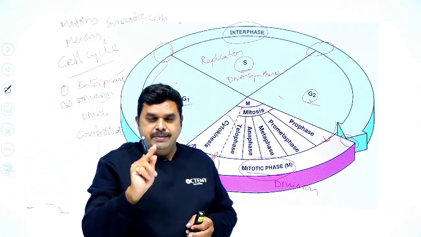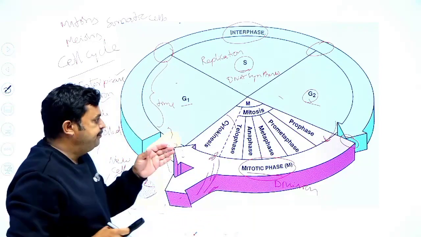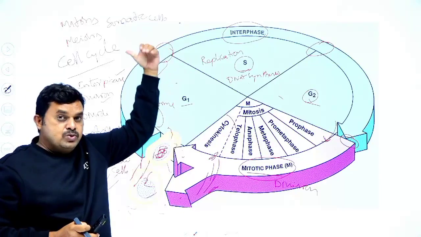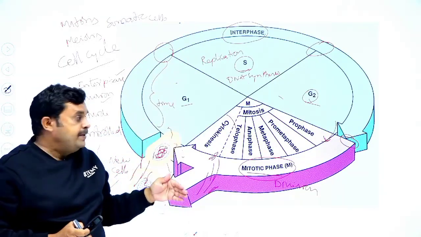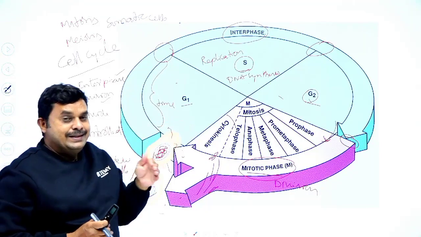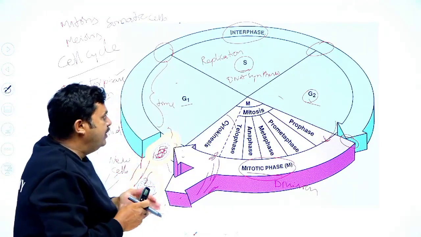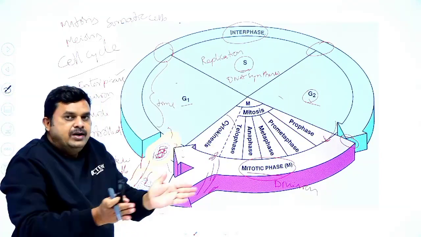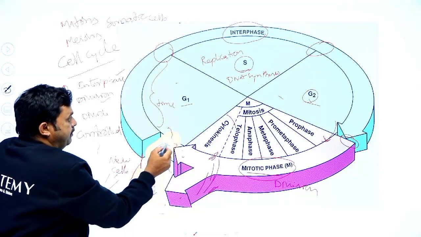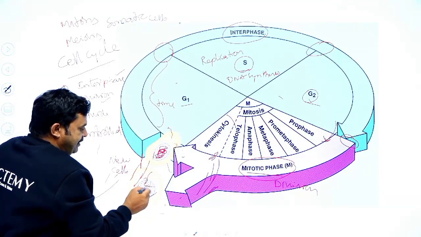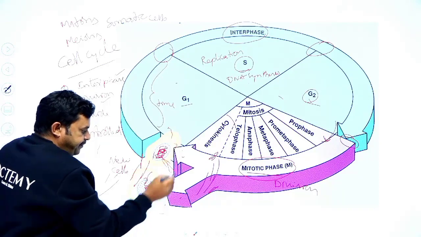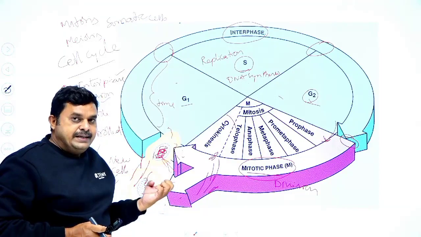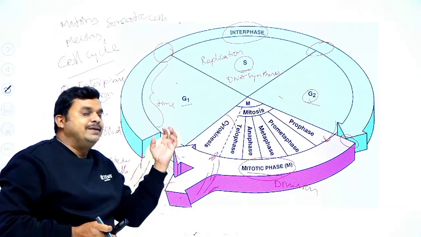So you have to remember two important definitions here: mitosis and meiosis. What is mitosis? Mitosis is the type of division where the chromosomes will be equally divided into the daughter cells. From the mother cell, the DNA will be equally distributed. That is called mitosis. So the newly formed cells contain an equal number of chromosomes as the mother cell.